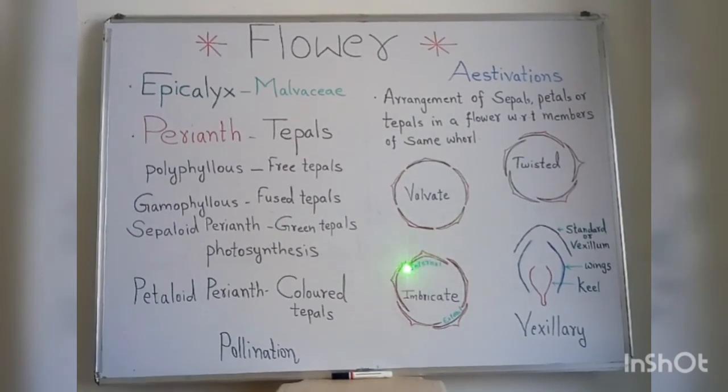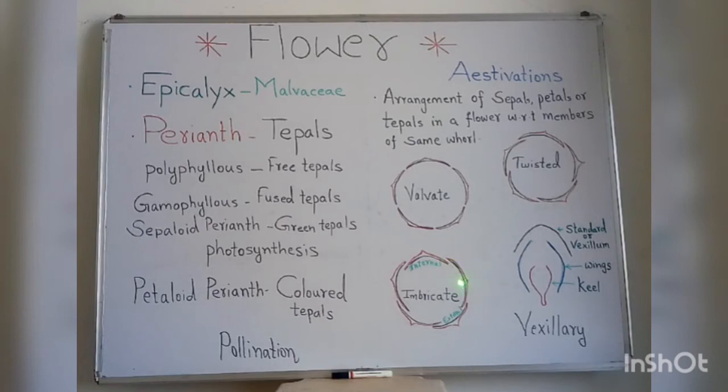The third type of aestivation is called imbricate aestivation. In this type of aestivation, out of 5 sepals or petals, one of the sepals or petals is completely internal. It means the margins of this sepal or petal are present on the inner side. Another sepal or petal is completely external, which means the margins are present on the outer side, and the remaining 3 will show overlapping.